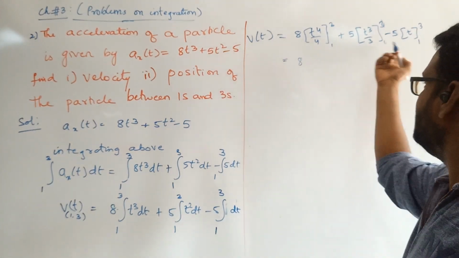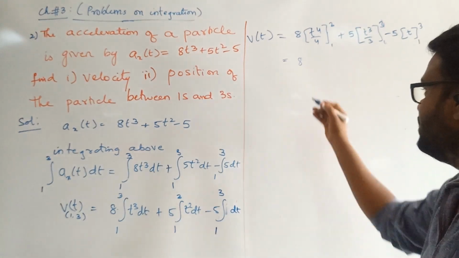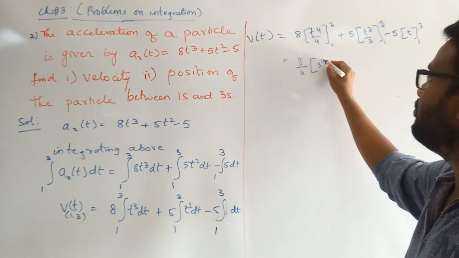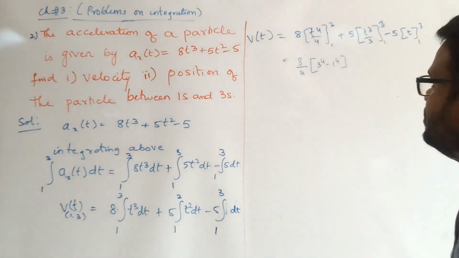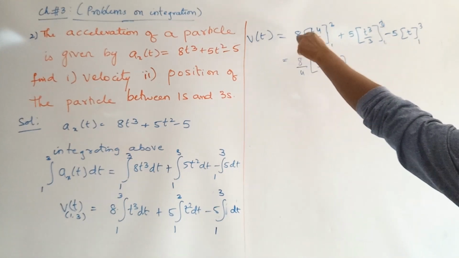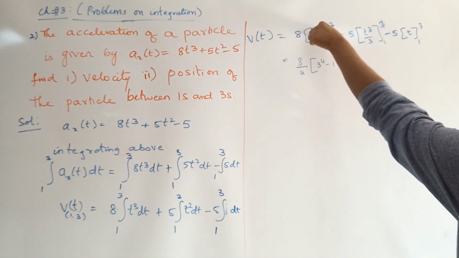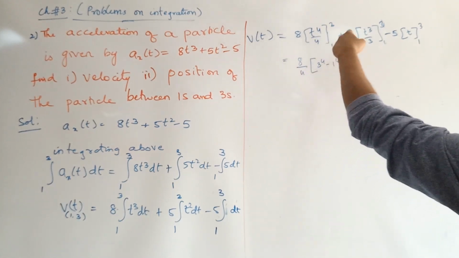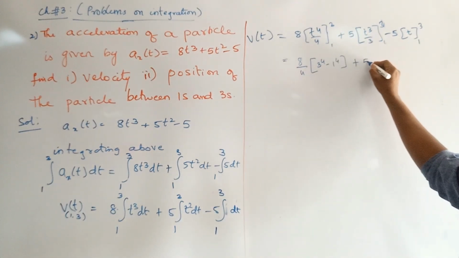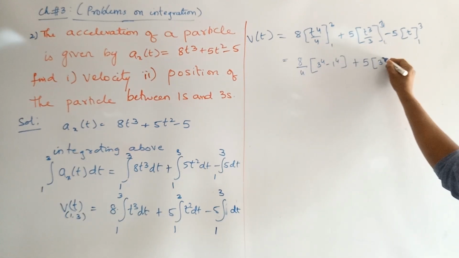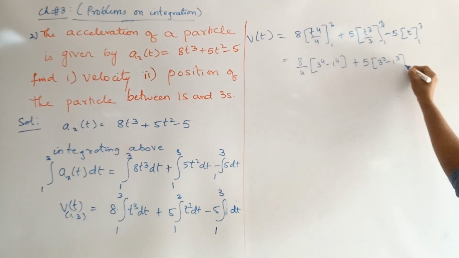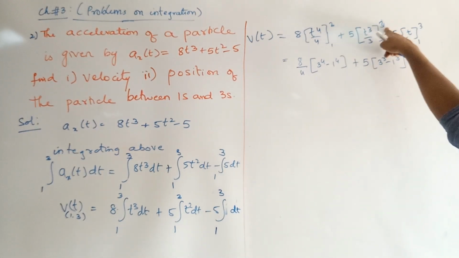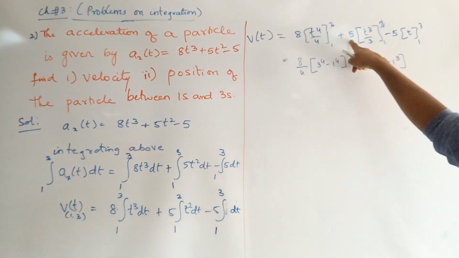You can take 4 and 3, the denominators, to outside of this. You can write like this: 8 by 4 times 3 power 4 minus 1 power 4. Check this out. It is t power 4, 4 is taken out of this, t power 4 is remaining. Applying upper limit, it is 3 power 4 minus applying lower limit, it is 1 power 4, plus 5 times 3 cube minus 1 cube. T cube of upper limit is 3 cube minus lower limit is 1 cube. 3 is taken out of this.